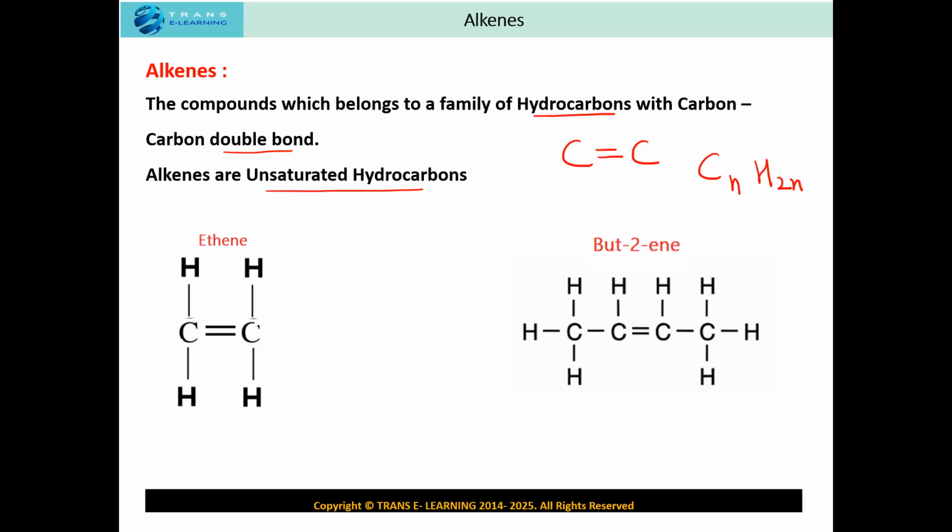So here you can see ethene, and as per the general formula, the formula for this alkene is C2H4. Here this is but-2-ene. That means at the second carbon atom the double bond is attached, so that is why we have written but-2-ene. That means the position of the double bond is at the second carbon atom, and its formula will be C4H8 as per the general formula CnH2n.